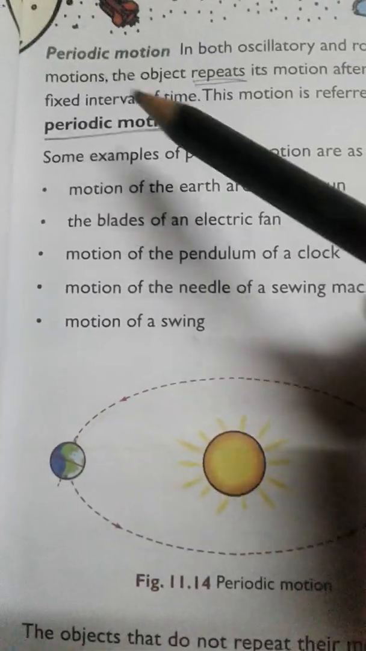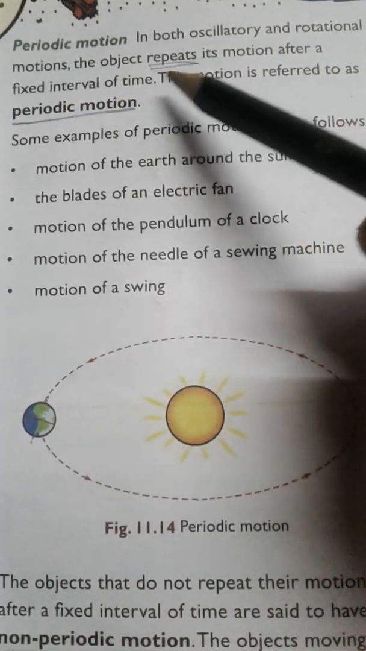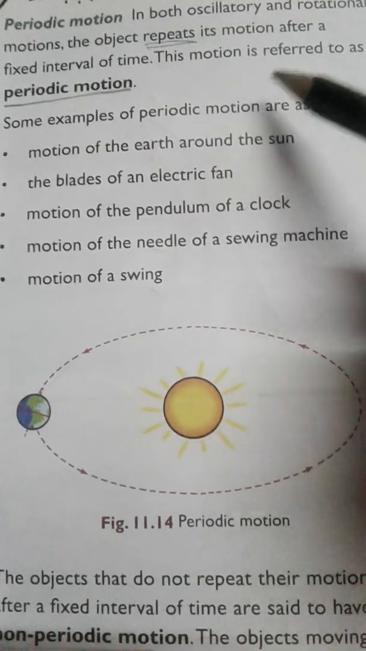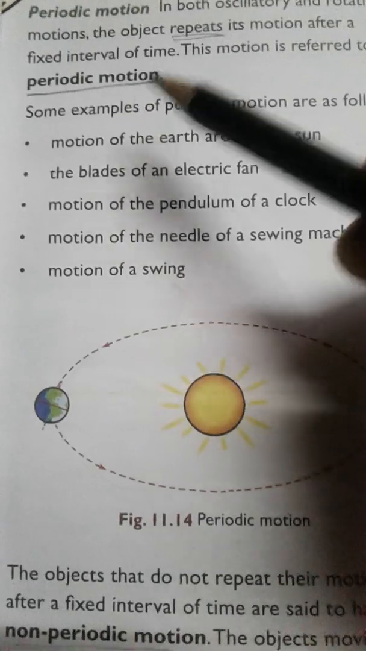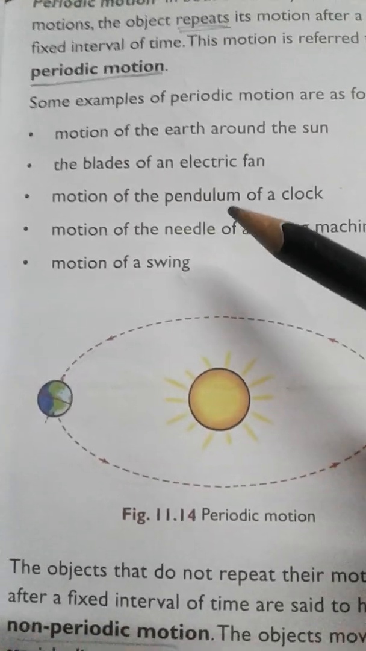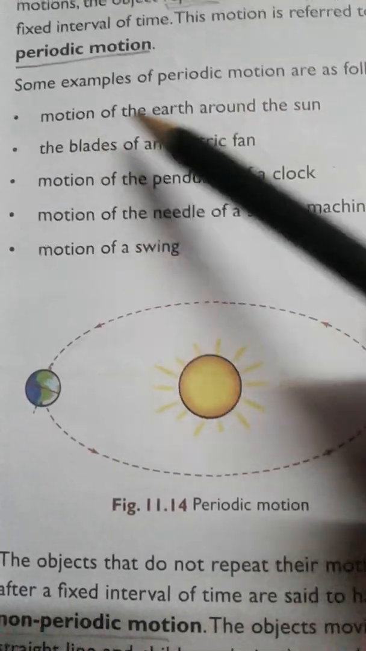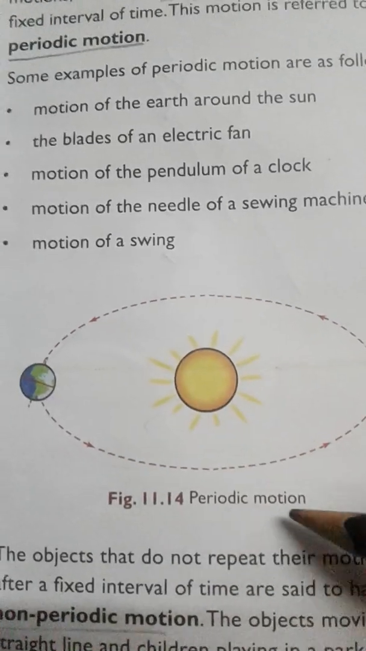Next is periodic motion. In both oscillatory and rotational motion, the object repeats its motion after a fixed interval of time. This motion is called periodic motion. Okay, when the motion repeats. For example, some examples are given here. Motion of the earth around the sun. This is periodic motion.